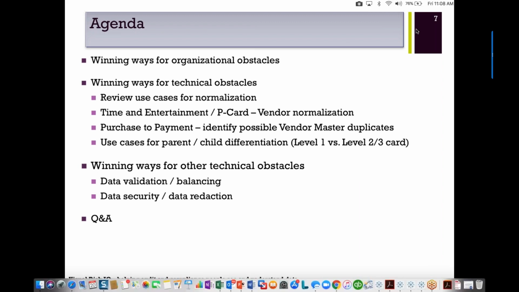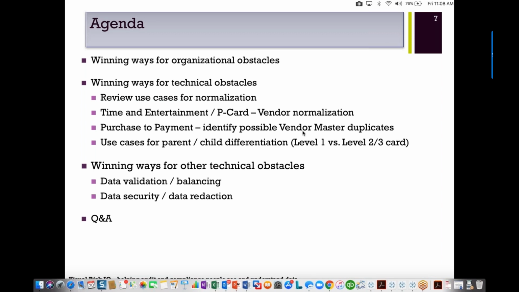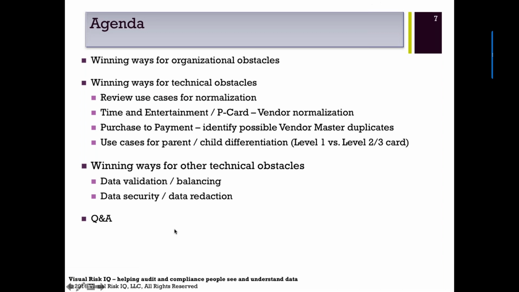Again, we're going to begin with talking about organizational obstacles that we believe folks may occasionally experience. We'll also talk about technical obstacles, things like normalizing data and preparing the data for analysis, particularly with a focus on duplicates. We've got some specific use cases of work that Kim and I have done regarding credit card, procurement card, or travel card data. And we'll also talk about data validation and data security in some detail here.